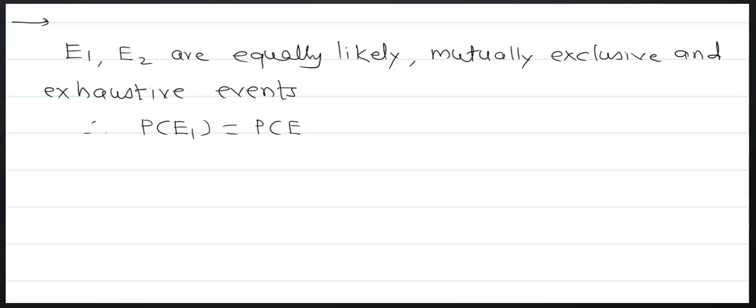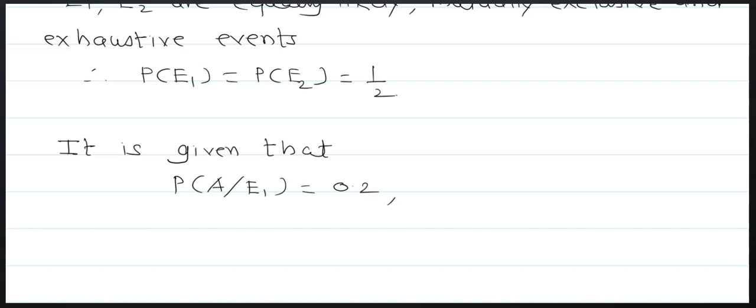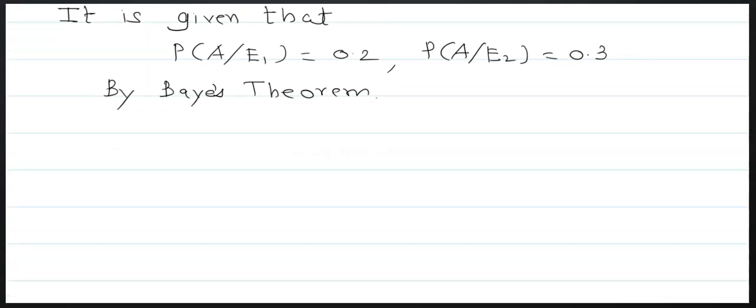Therefore, probability of E1 is equal to probability of E2 is equal to 1 upon 2. Equally likely, therefore 50-50%. It's given that the probability of A conditional E1 is equal to 0.2. It's given, probability of A conditional E2 is equal to 0.3. Therefore, by the Bayes theorem, what is required?